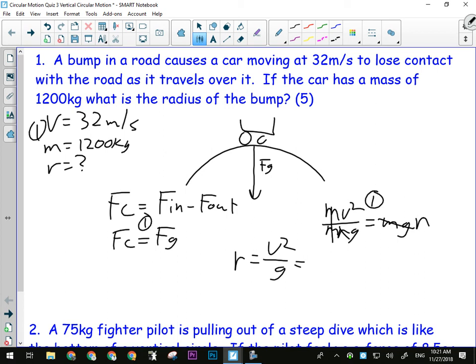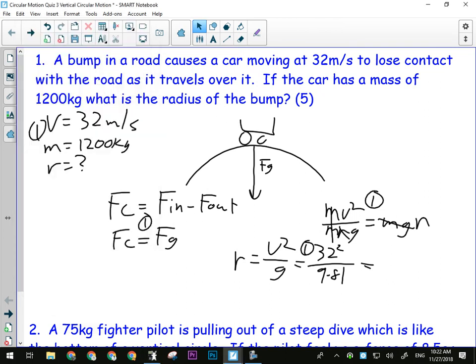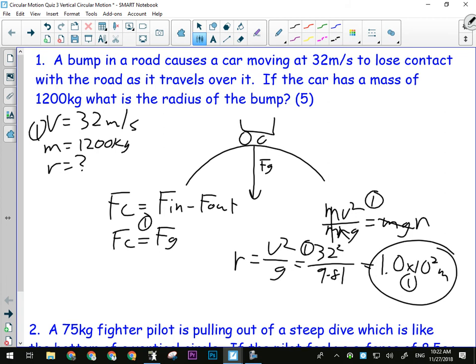Then we're going to plug in our numbers here. So we've got 32 squared divided by 9.81. They can have a mark for that. That's up to 4. So 32 squared divided by 9.81. The radius of this bump in the road is 1.0 times 10 to the 2 meters for their fifth and final mark. Questions on that?